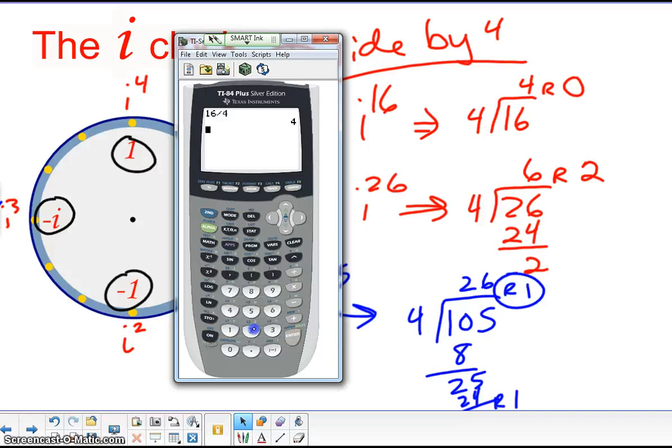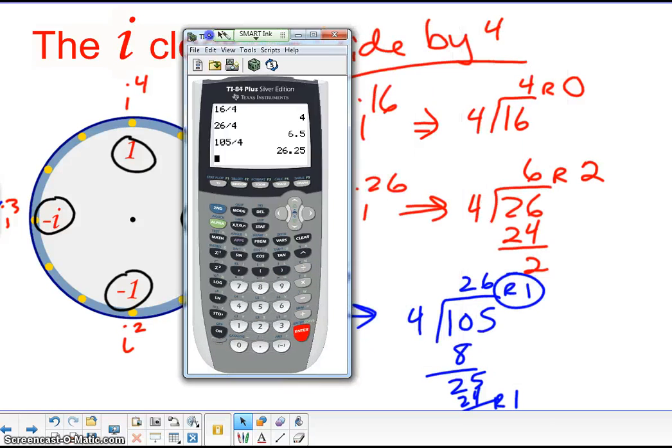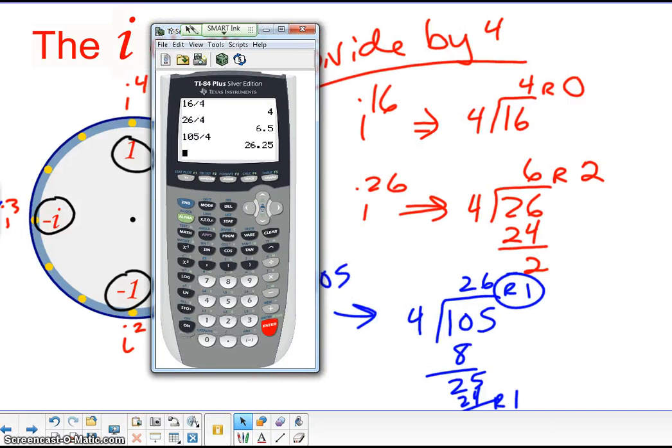The next one, 26 divided by 4. You get 6.5, which is halfway around the clock. Halfway around the clock is negative 1. The next one was 105 divided by 4, and you got 26.25. Well, .25 is a quarter past on the clock, so that one is going to be i, the same value as anything in that spot. Okay, so hopefully that gives you a better idea.